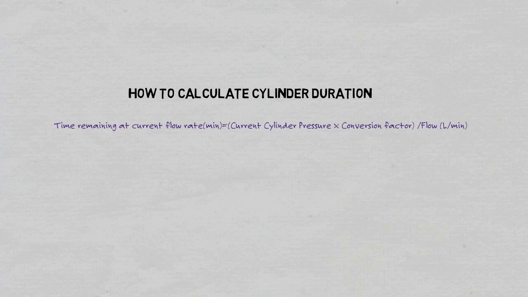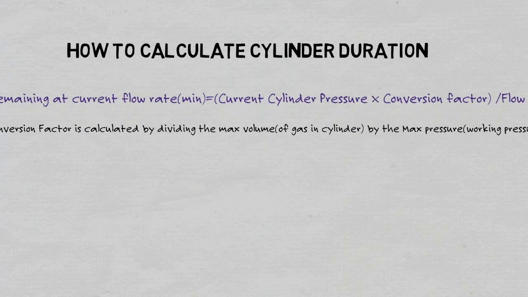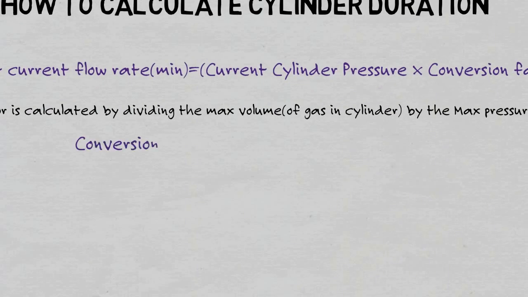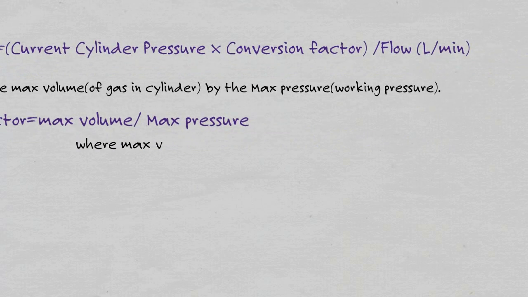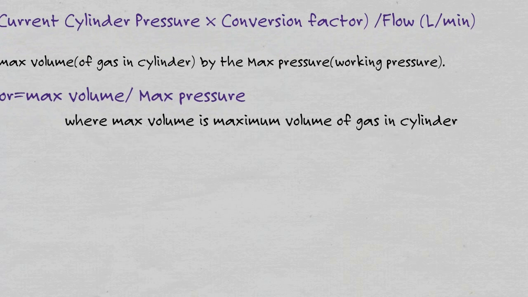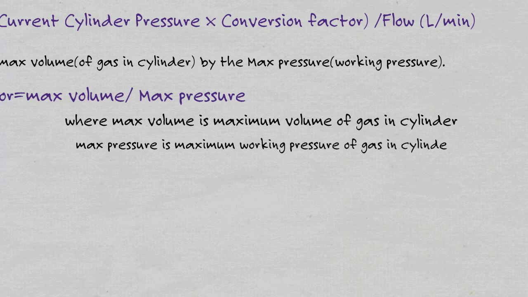So in this video we'll be talking about some basic terms and some basic formulas. Let us begin with the conversion factor. This is unique to the cylinder and is calculated by the formula max volume divided by max pressure, meaning the maximum volume of uncompressed gas that can be accommodated in the cylinder and the maximum pressure of gas in the cylinder respectively. For this, let us be familiar with the common cylinder markings.